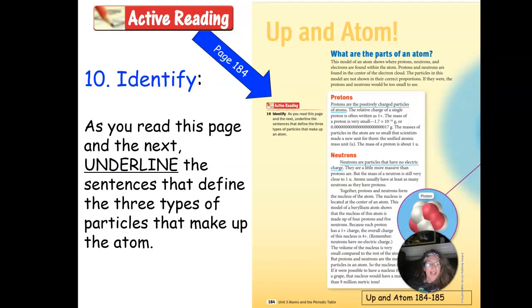So, question number 10 asks you to read, and as you read, to underline the sentences that define the three types of particles that make up the atom. So, remember that a sentence ends in a period, so you're underlining more than just one word.